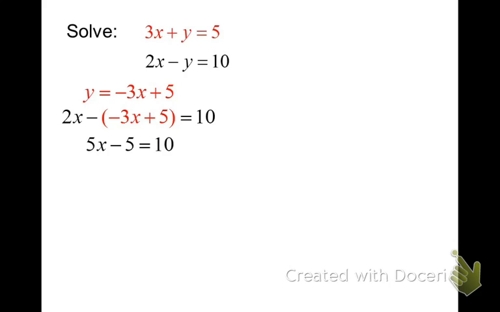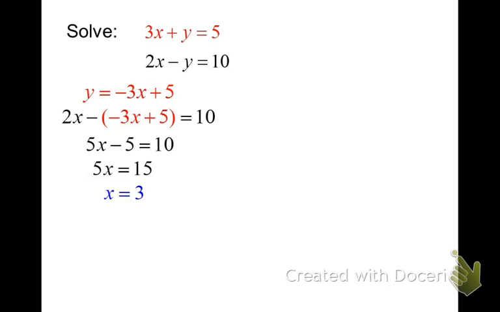So you add the 2x and the 3x to make a positive 5x. Then you're just going to solve for x. So add 5 to both sides, divide both sides by 5, and x is equal to 3. Now this is not our final answer because remember we're looking for an ordered pair solution, a point that's going to make both equations true at the same time.